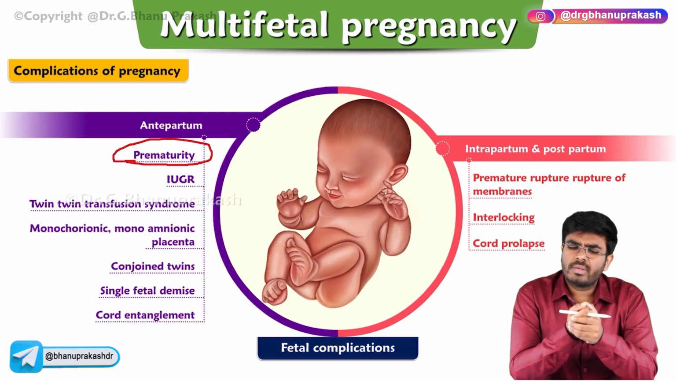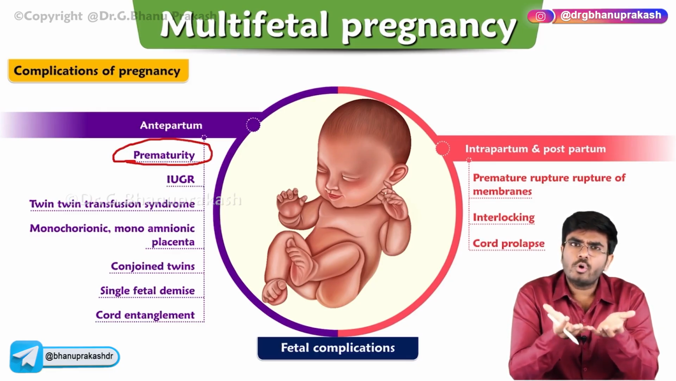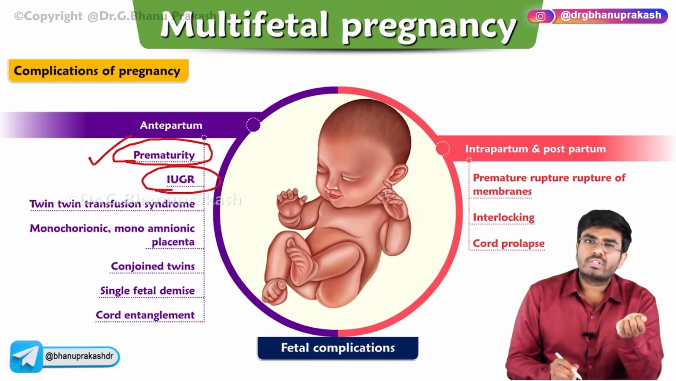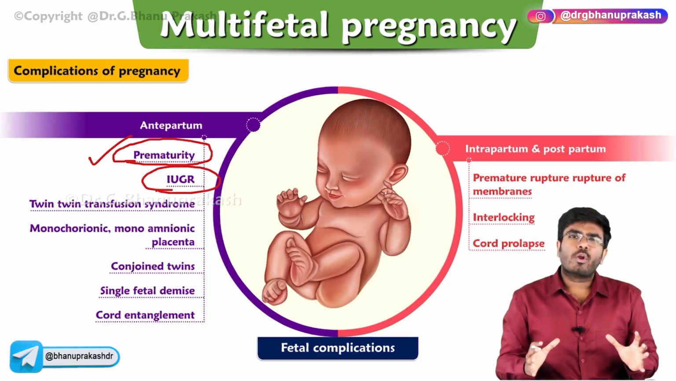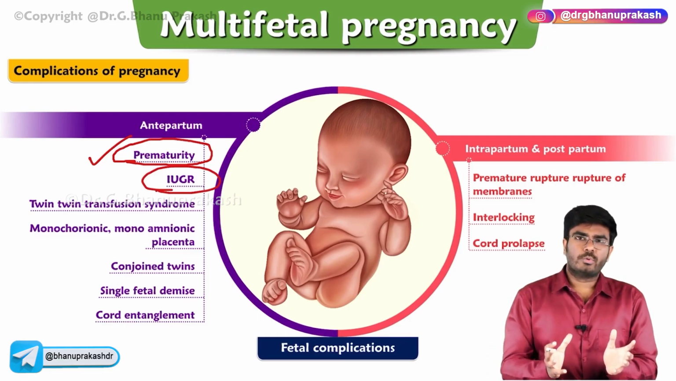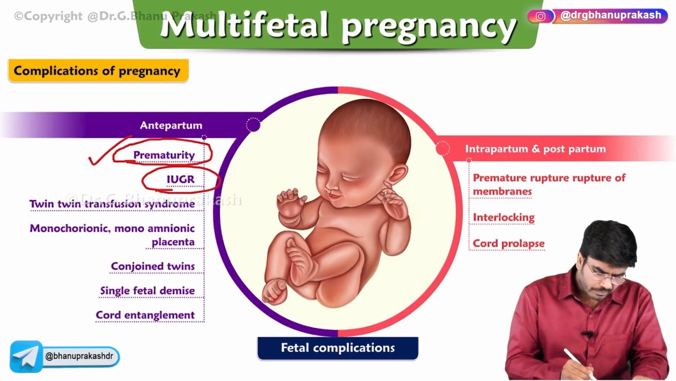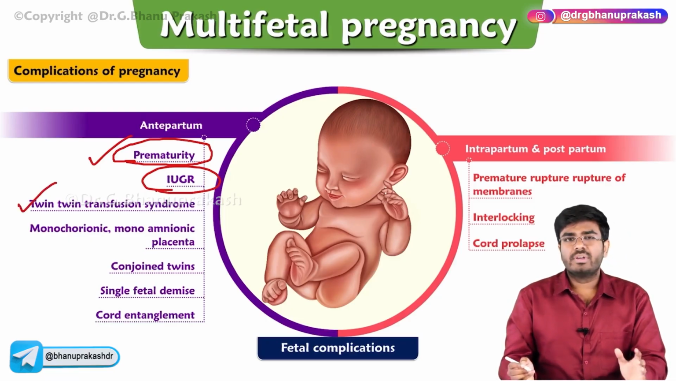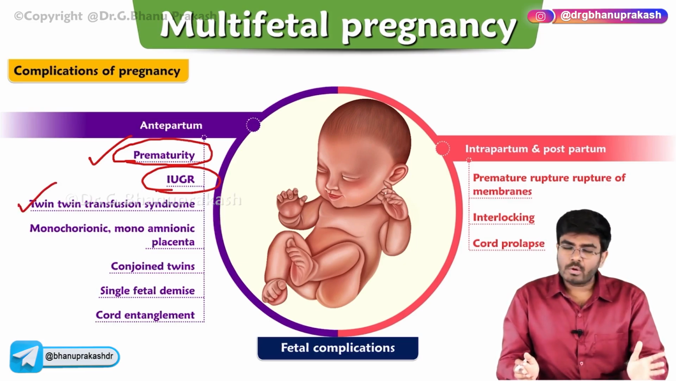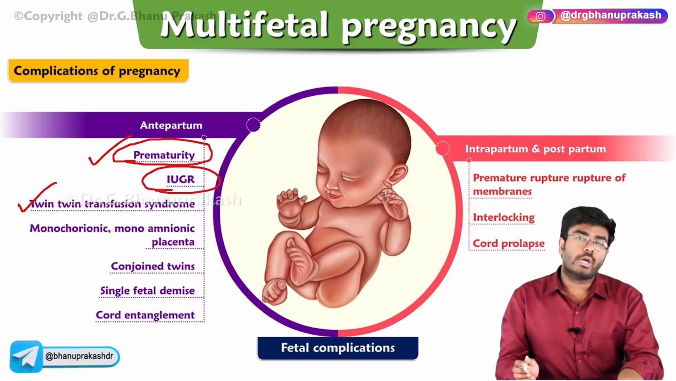If you are delivering a twin by 34 weeks, do you expect that this baby is fully developed? No. So there is a risk of prematurity, and there is a risk of intrauterine growth restriction. The baby is not properly growing in that uterus because there is a competing baby, and there is no proper nutrition, so intrauterine growth restriction can happen. Twin-to-twin transfusion syndrome can happen. We will discuss why this happens later in the video, but for now, trust me, there is a risk of twin-to-twin transfusion syndrome, especially with monochorionic twins.